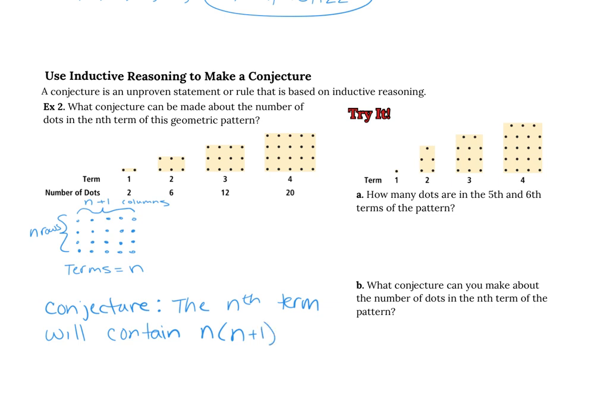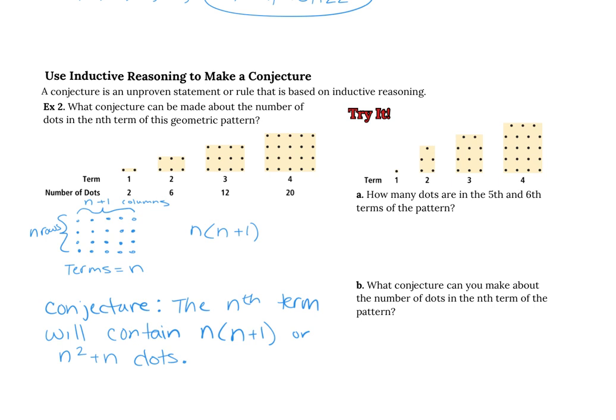Because to find area, we multiply length times width. So our length times our width is the n times n plus 1. Okay, we could also simplify this to n squared plus n if I distribute that n at the beginning. And we are finding the number of dots when we use that. Okay, so that would be our conjecture.